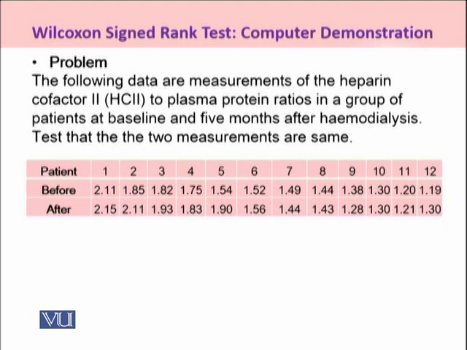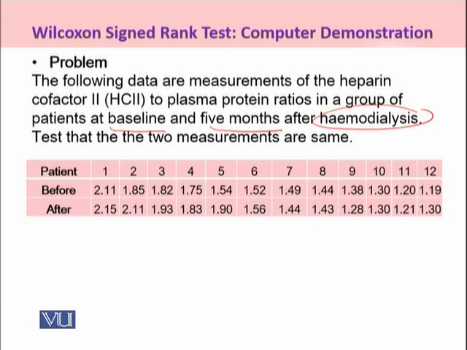So students, the problem in hand is that these are the data measurements of the heparin cofactor 2 to plasma protein ratios in a group of patients at baseline and then 5 months after hemodialysis. So you have two related results of hemodialysis, one baseline result and one after hemodialysis result, that are being taken after a period of 5 months. So the two measurements are being given and we have already entered this data into SPSS.